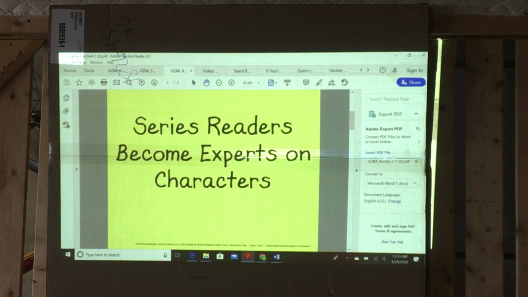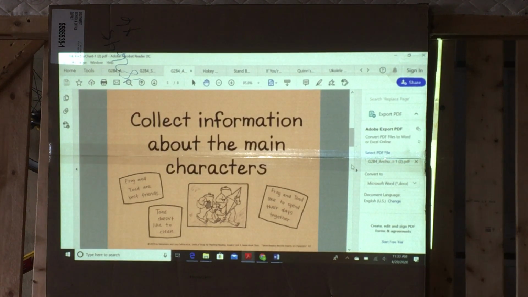So here we go. We're going to become experts on characters in these series books. Okay, we started out collecting information about the main characters. Now, this is an ongoing process. That means that it's not just that one lesson. We want you thinking about the characters all the time. All the time. Oh, what more can we find about the character?